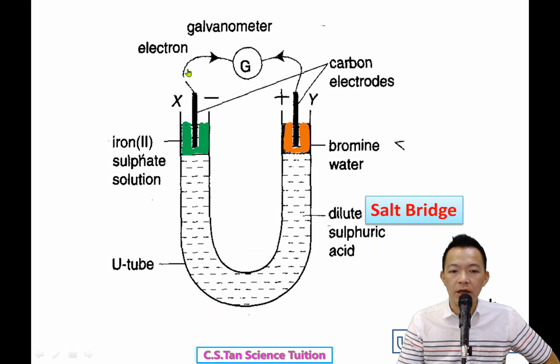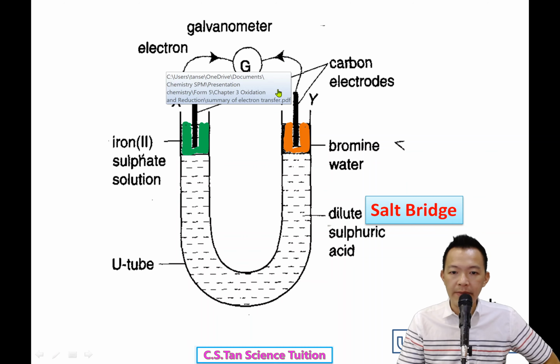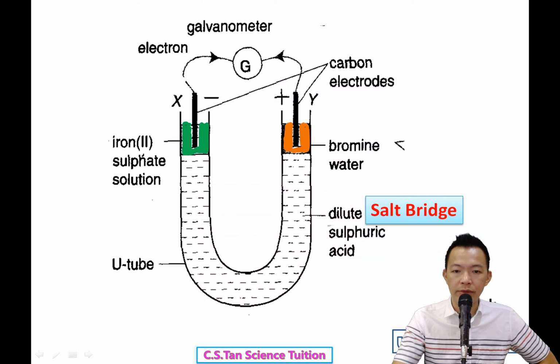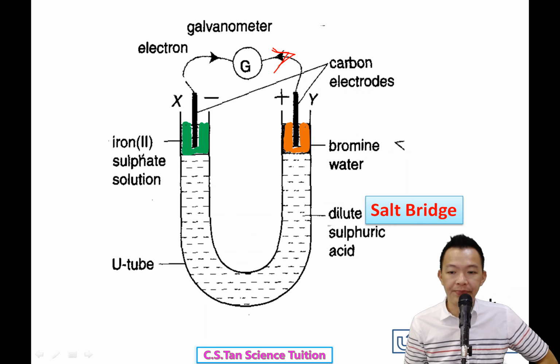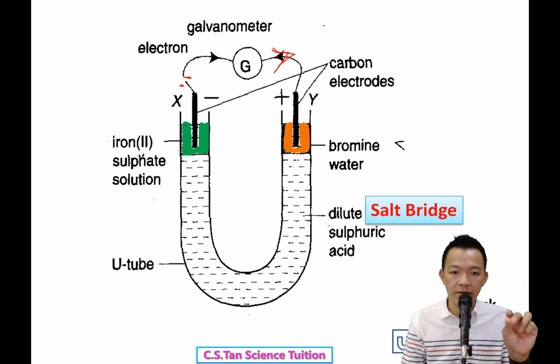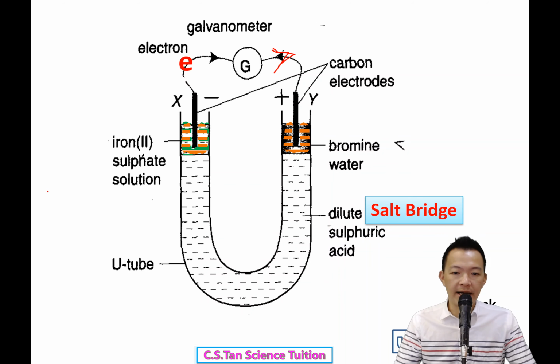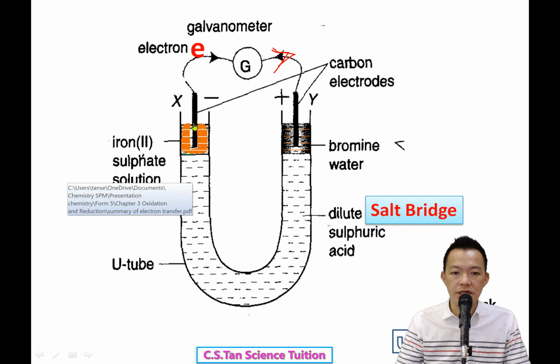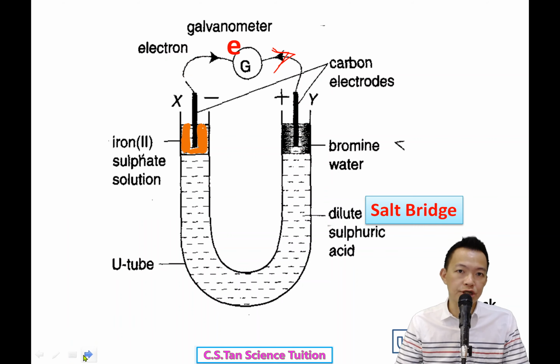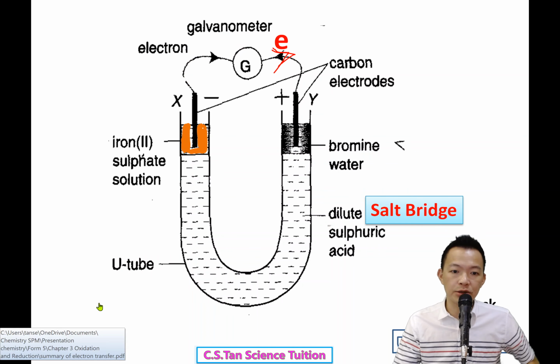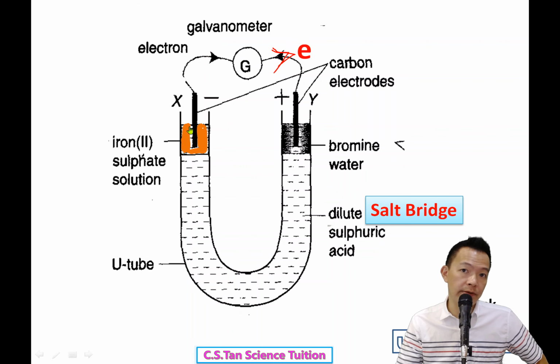Now what happens if I connect the switch, if I connect the wire, if I complete the circuit? Remember, this arrow is actually wrong. The arrow is reversed, sorry, let me change it. The arrow should look like this. So now I switch on. What happens? Iron(II) loses electrons, so iron(II) becomes iron(III), so green color becomes brown color. You can see very clearly.